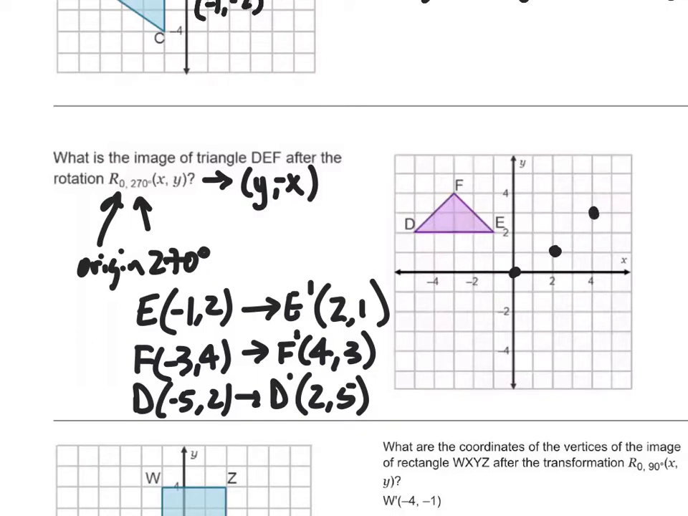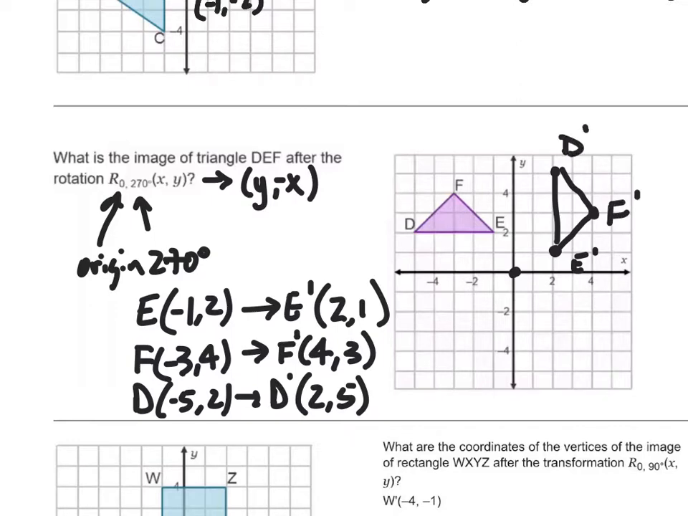All right, and then we've got the point 2, 5. Let me connect these real quick. And this is the point E prime, F prime, and D prime.